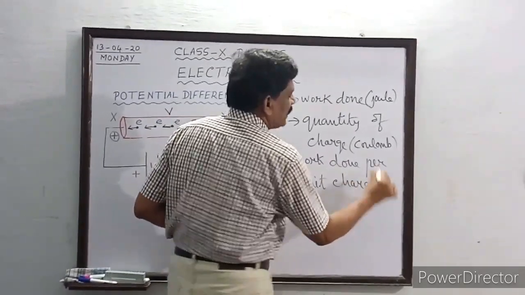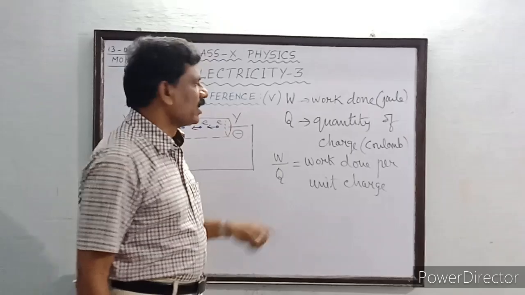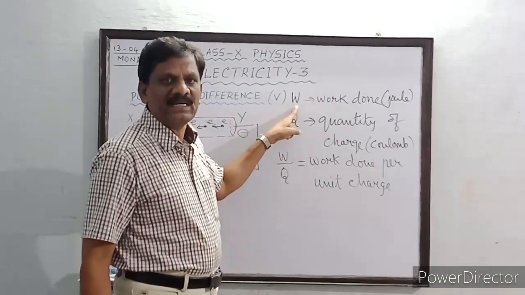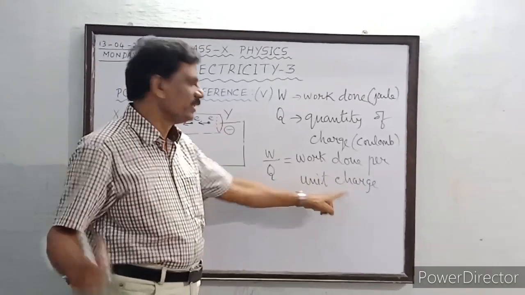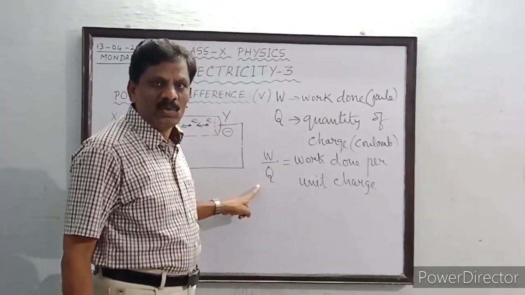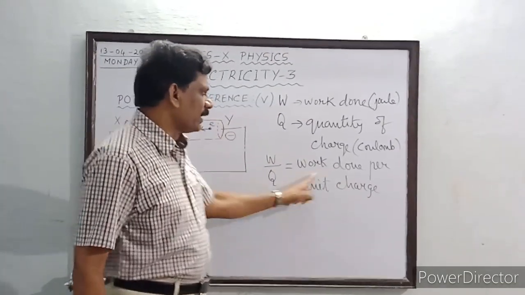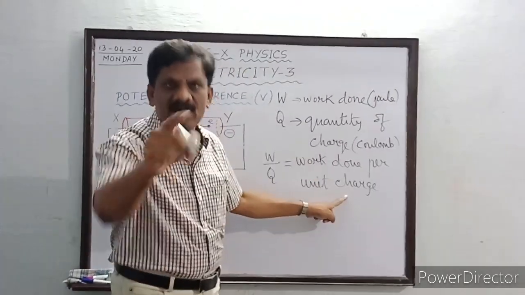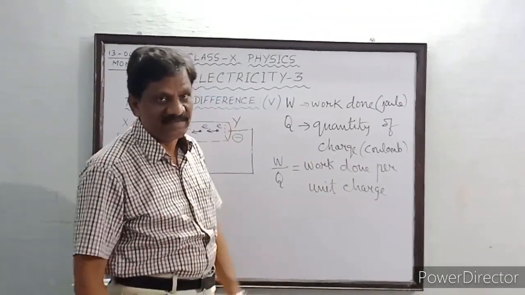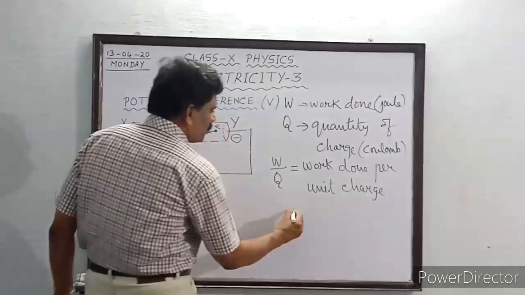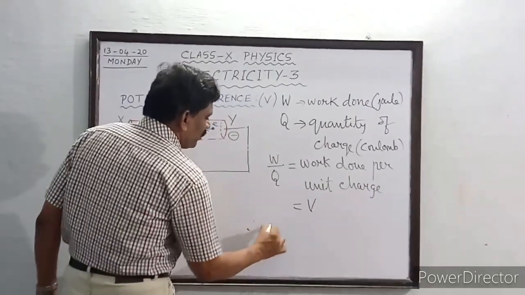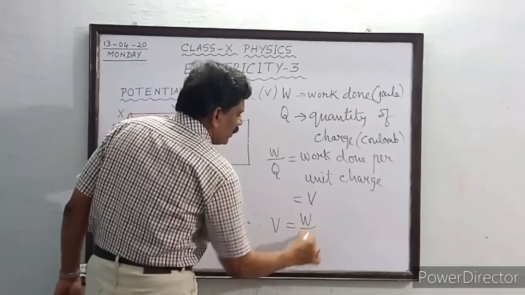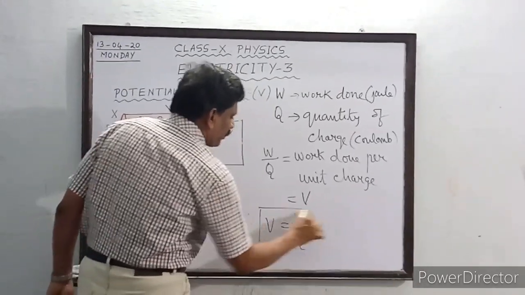Unit charge means 1 coulomb. For Q coulomb, W joule of work is done. Therefore, for 1 coulomb of charge to travel from the lower to higher potential, the fraction W by Q has to be done. This work done per unit charge only is called the potential difference. This is the definition for potential difference. So this only is equal to V. Therefore, V is equal to W by Q.